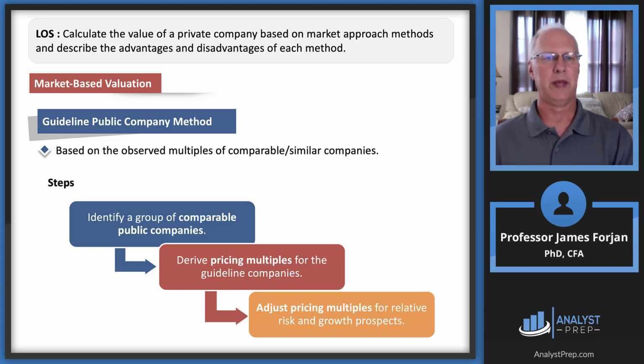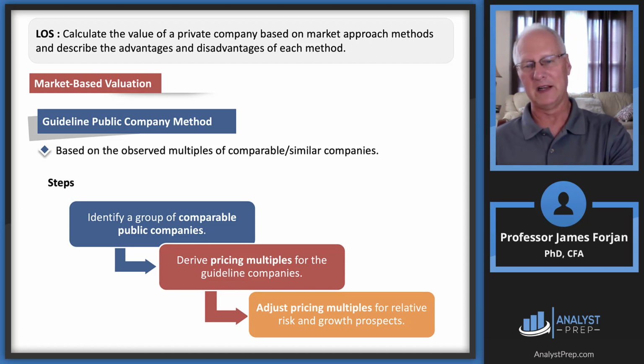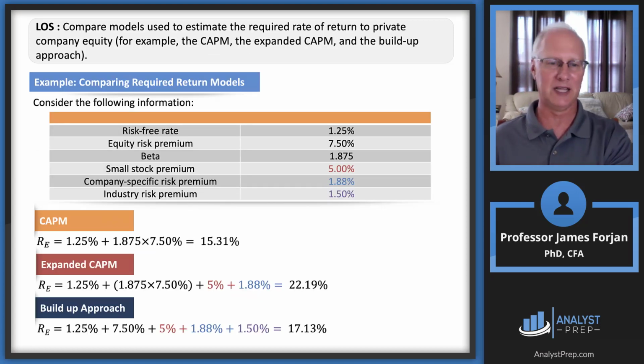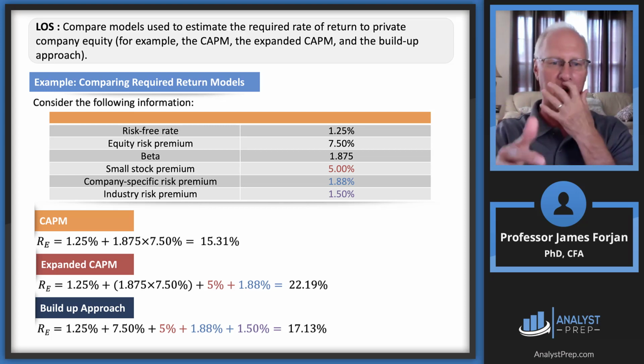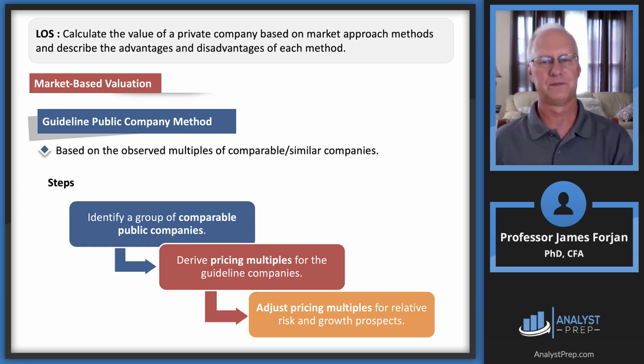All right, how about the market-based approach? Observe multiples. Of course, you knew this was coming, right? We spent so much time talking about price to earnings, price to sales, price to cash flow. So look at the steps. Identify a group of comparable public companies, pricing models, adjust those pricing models for relative risk and growth prospects. Look at that bottom orange block: adjust pricing multiples for relative risk. That's kind of like the build-up approach right there. We're adjusting these, we're building the blocks for certain risk factors.